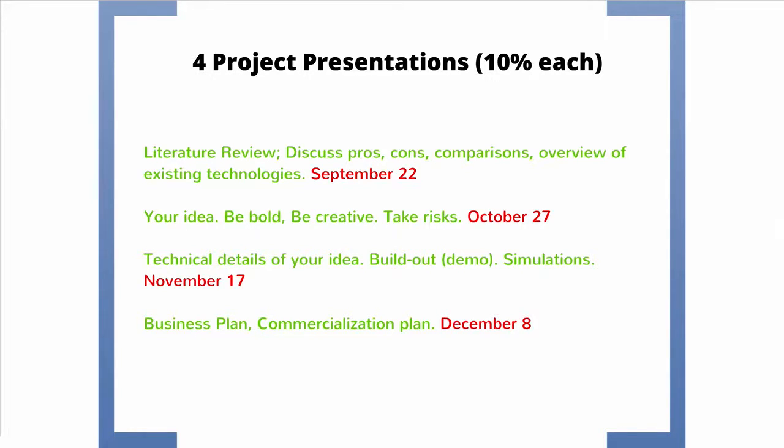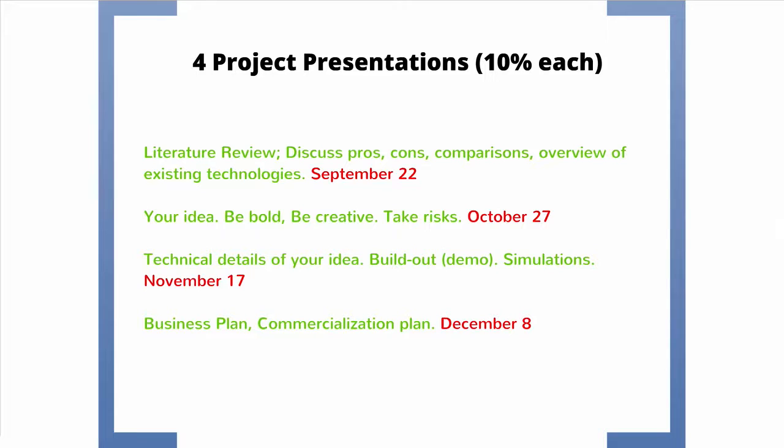So the presentation, this is important, so let's go through it in detail and make sure you're clear. What do we need? 10% each, for each presentation. September 22nd is the first one. The first one is basically a literature review. So by next week, you would have formed a team, and hopefully you would have picked the topic, okay? Which means you've got about 3 weeks to do a literature review of that particular topic or a problem that you've selected, okay?